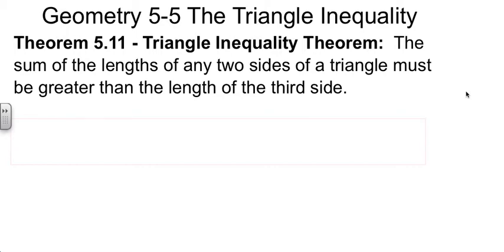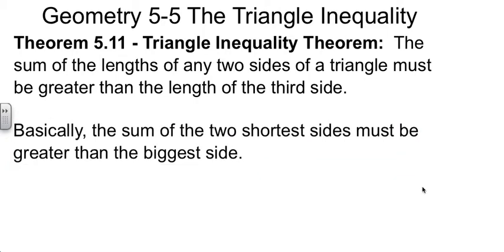What this tells me is that the sum of the lengths of any two sides of a triangle has to be bigger than the third side. Okay. You already know this. You just haven't thought about it in these terms. The statement that you know this as is the shortest distance between 2 points is a straight line. Now, what it amounts to in practice is the sum of the two short sides has to be bigger than the big side.